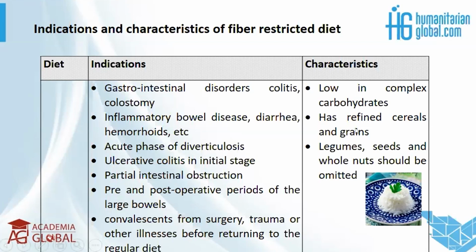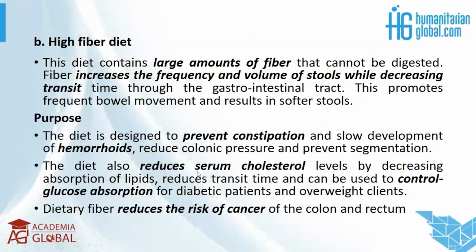So the characteristics of the fiber-restricted diet is that it should be low in complex carbohydrates, has refined cereals and grains. Now you can choose, instead of whole grain rice, you have the white rice. Instead of whole maize, you have the refined white flour. And then you should keep away from legumes, seeds, and whole nuts. They should be omitted. So we have given an example of white rice, refined rice, in comparison to the brown rice.